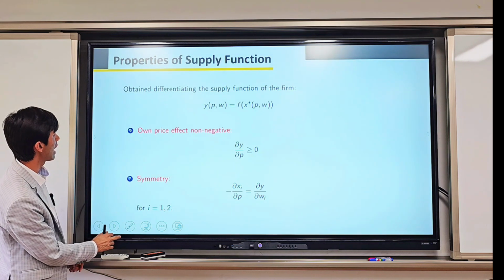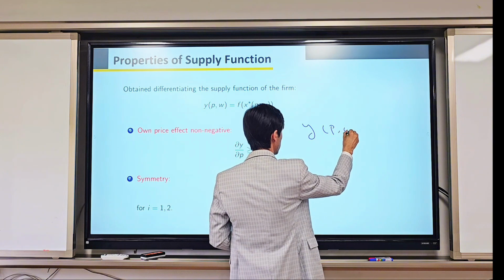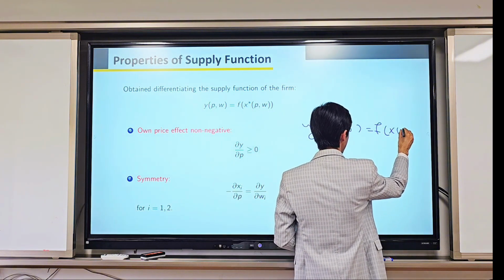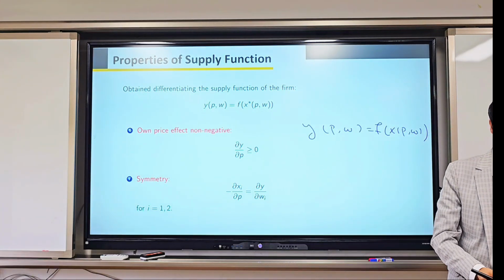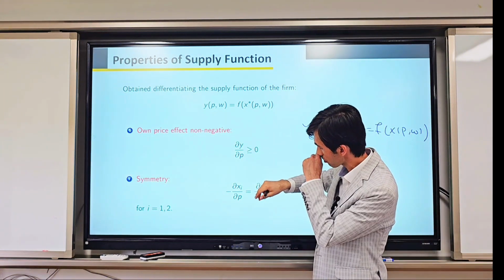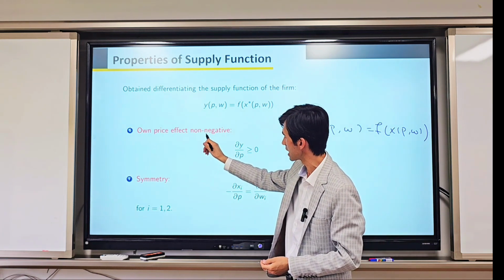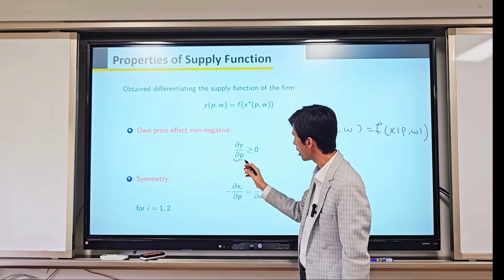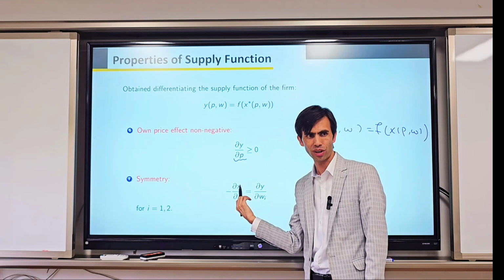And also we have some properties for our supply function, which is y of p, w, equal to f of x of p, w. That means once we have our unconditional input demand function, we can find out our supply function. It has two simple properties. The first one: the own price effect is non-negative. What does it mean? When the price of output increases, you supply more. We already talked about this before.